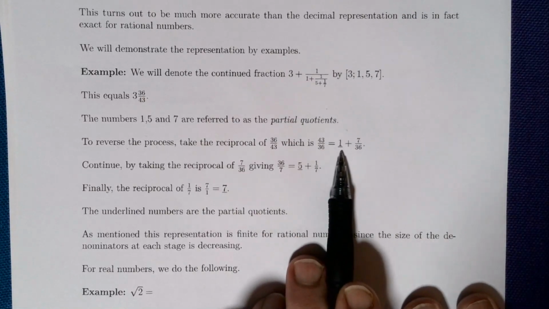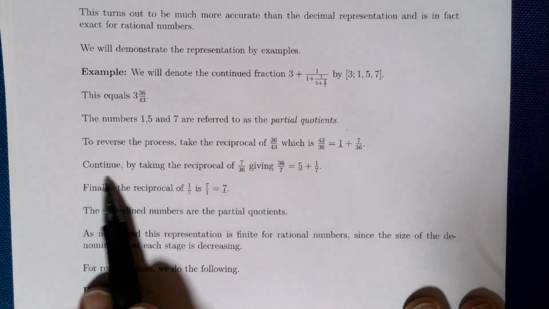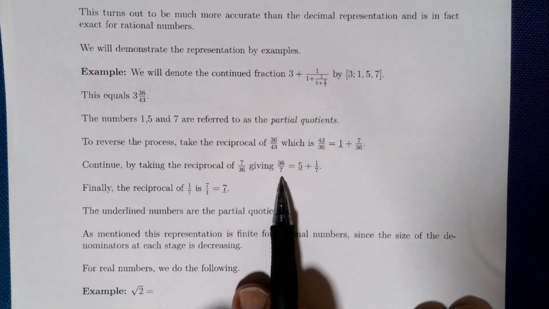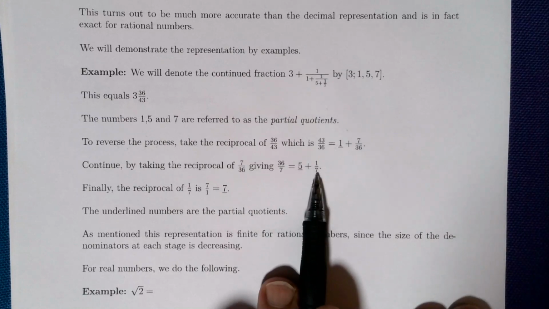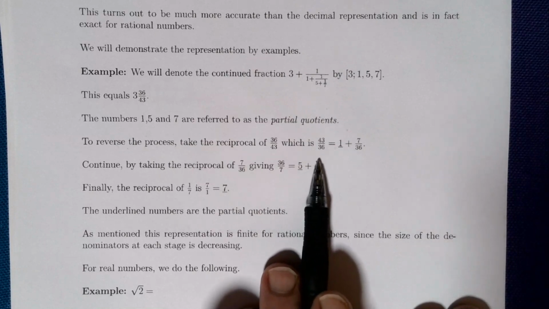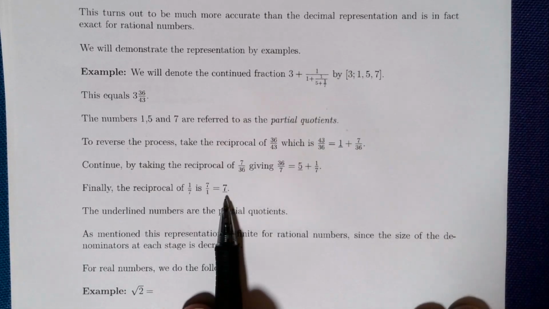to the 1. Now you take the fraction part here and continue on by taking its reciprocal, which is 36 on 7. Now that goes 5 times remainder 1. Keep the 5. Now take the reciprocal of 1 over 7, well that's just 7 over 1, which is 7. And there are the numbers we wanted.